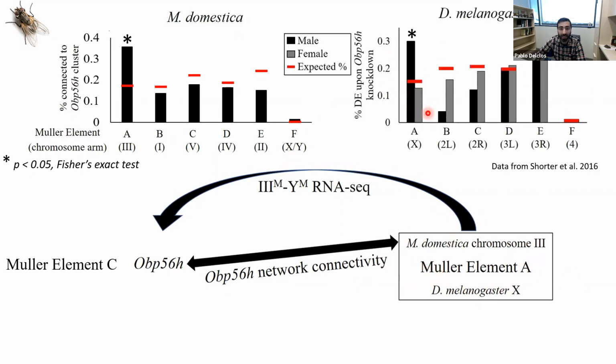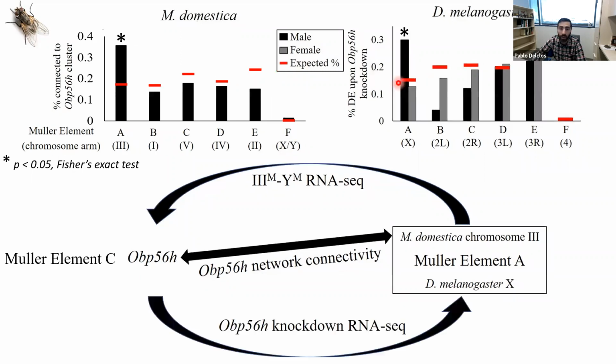What's more is that this enrichment appears to be male specific, since we don't observe this enrichment of molar element A genes in females. And so these results from Drosophila melanogaster provide for us some confidence of this directional connection from OBP56H on molar element C back to molar element A.